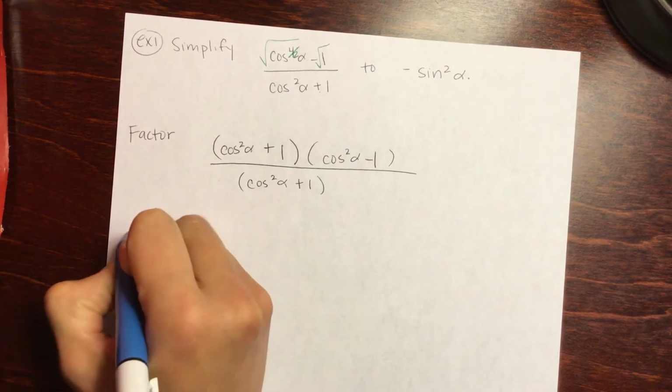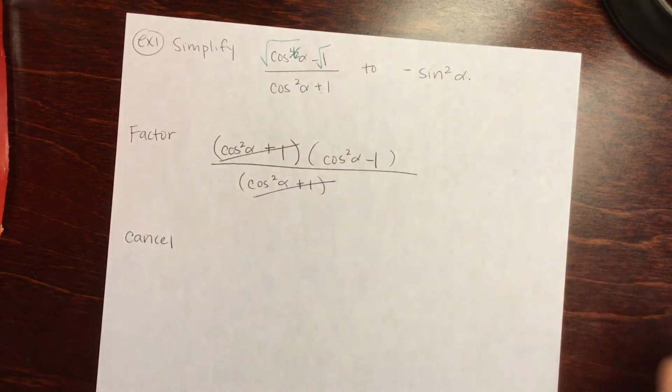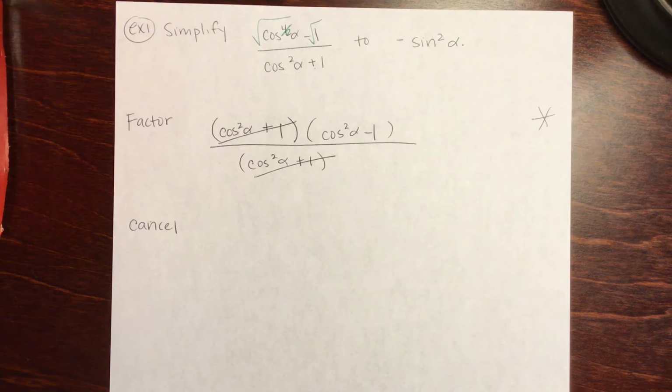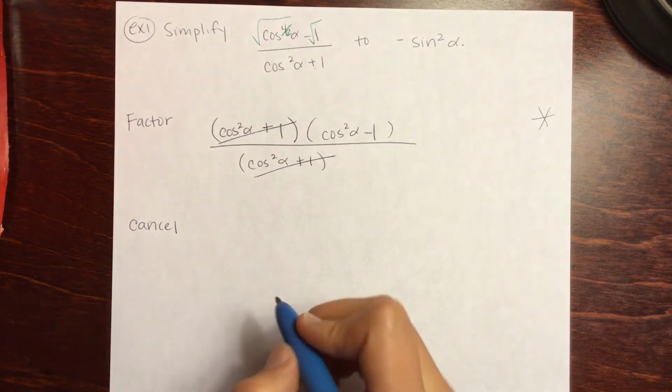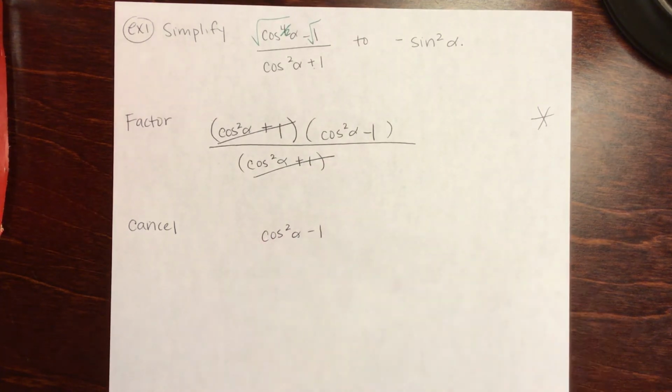So step 2, I can cancel like terms. That's the whole point of factoring a fraction. We factor a fraction so that hopefully something will cancel out and make it simpler. That's why you simplify fractions by factoring and canceling. Okay, so when we cancel those two out, we're left with cosine squared alpha minus 1.